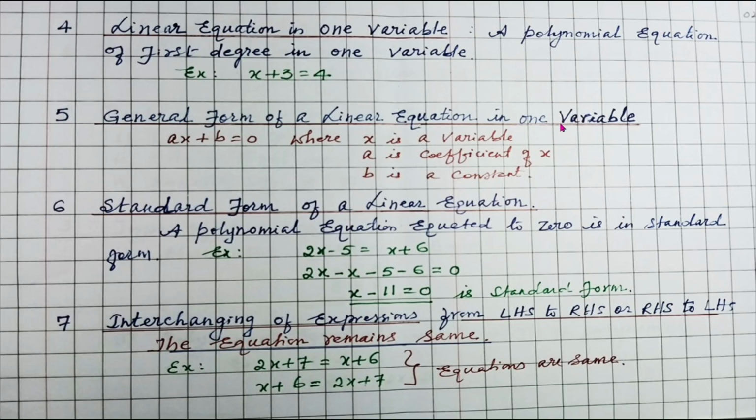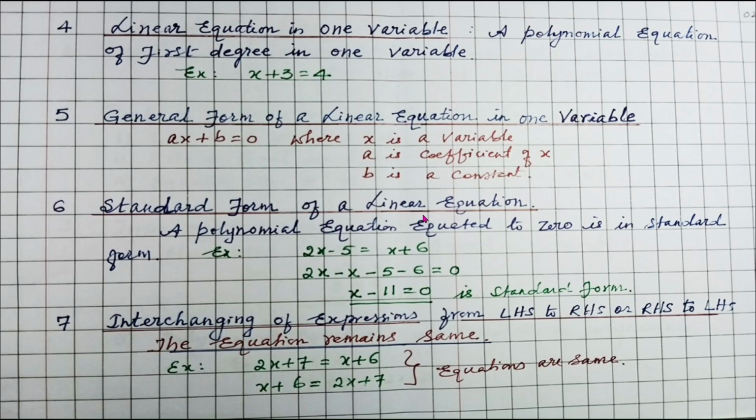The general form of a linear equation in one variable is ax plus b equal to 0. Please remember this. The general form of a linear equation in one variable is ax plus b equal to 0, where x is a variable, a is the coefficient of x, and b is a constant, and this is the general form. We can take an example here. I can write here 2x plus 3 equal to 4, and that is the linear equation in one variable. Please remember that. So the general form is ax plus b equal to 0.